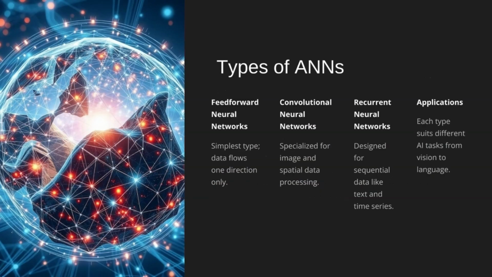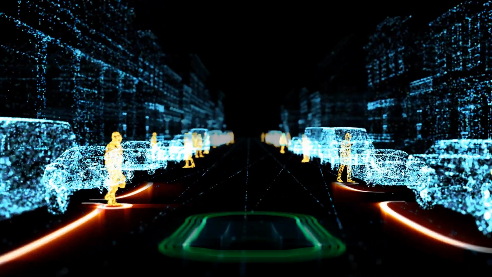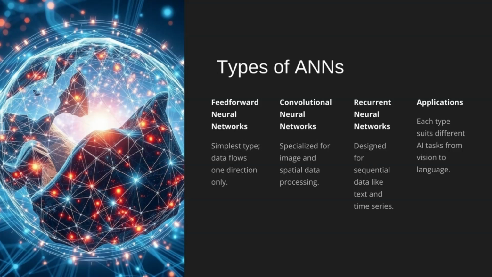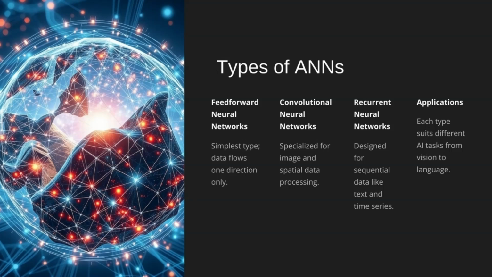Types of artificial neural networks are feed-forward networks, which are the simplest. Data moves in just one direction. Convolutional networks shine with images and spatial data. Recurrent networks handle sequences, like language or time series. Each type fits a different kind of AI task.